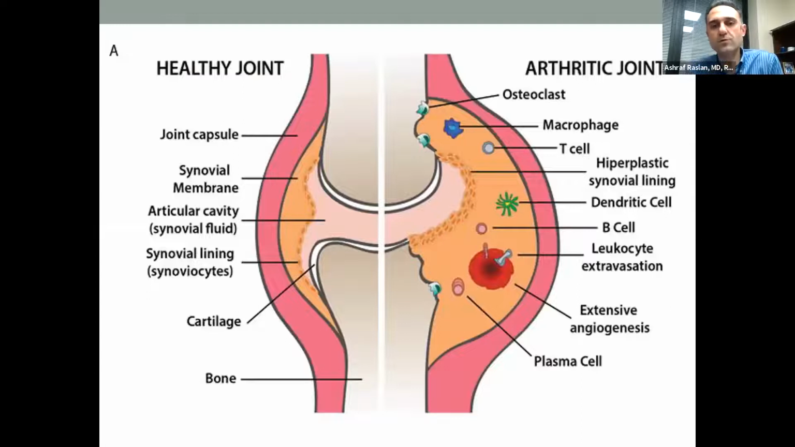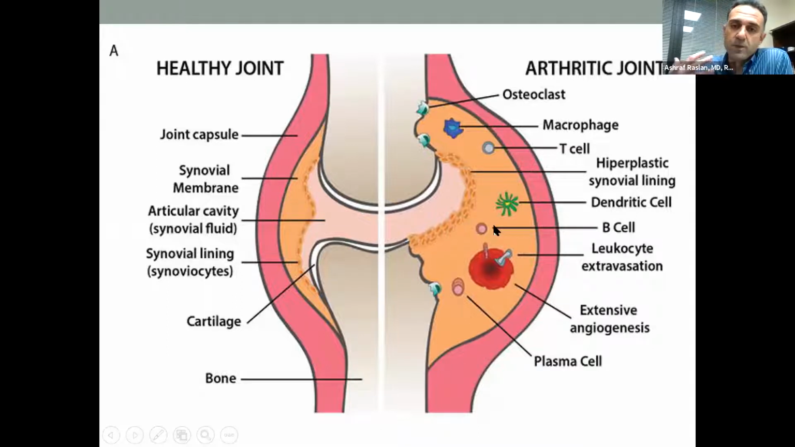So this is a joint that's affected by rheumatoid arthritis. If you see here on the left-hand side, we have a healthy joint, as we discussed. We have the healthy cartilage. We have normal fluids around the joint, and the capsule and the tendons look intact and in good shape. Now, on the other hand side, you see the joint affected by rheumatoid arthritis. This is an arthritic joint affected by rheumatoid.